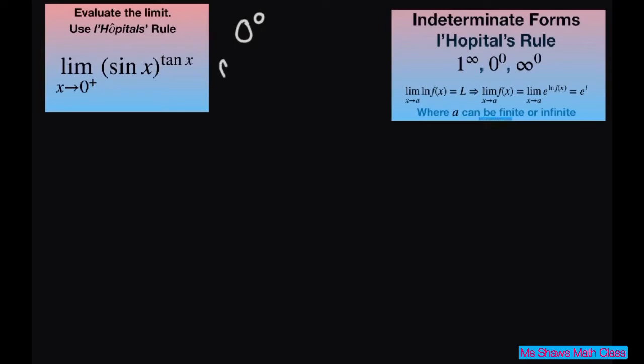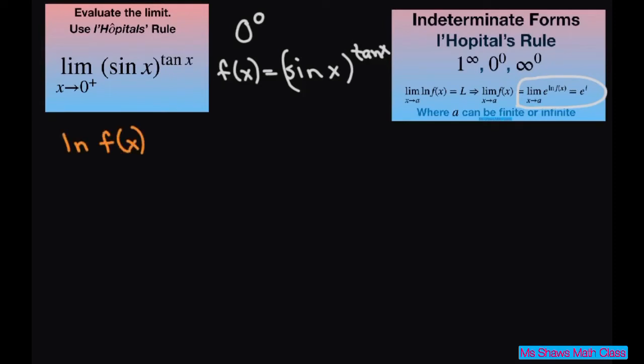So we're going to let f of x equal sine of x to the power of tan of x. And we're going to use this formula here to find our limit. So we're going to take the natural log of f of x, which is the natural log of sine of x, and then use the power property, so this will be times tan of x.